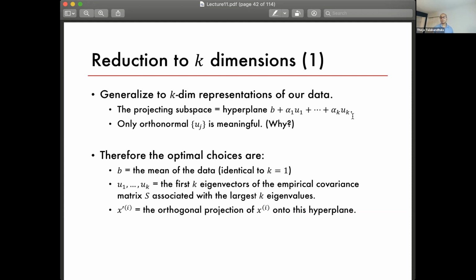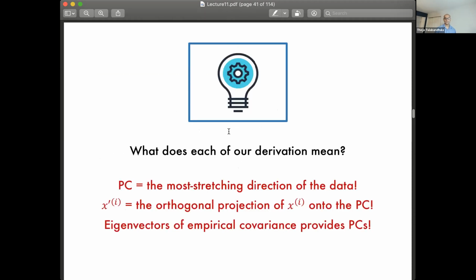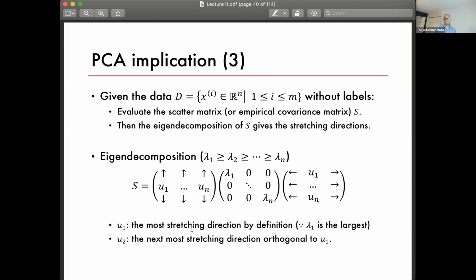That hyperplane, let's call it b plus alpha 1 times u1 plus alpha 2 times u2, up to alpha k times uk. This is the definition of a hyperplane, according to our previous discussion. So b is a point, and each vector from that point spans some region of the space. If it doesn't span the full n-dimensional space, then that's basically a hyperplane. And these u's we want to be orthonormal. Orthonormal just means that they are perpendicular to each other, and they are unit vectors. It's meaningful exactly because of the interpretation that we have here. We want to use orthogonal vectors so that we can get this explicit stretching definition, where the second stretching direction is perpendicular to the first.